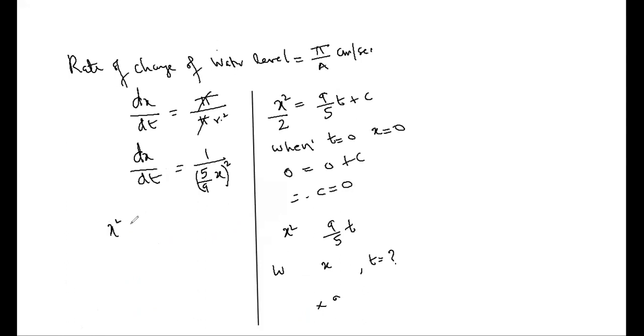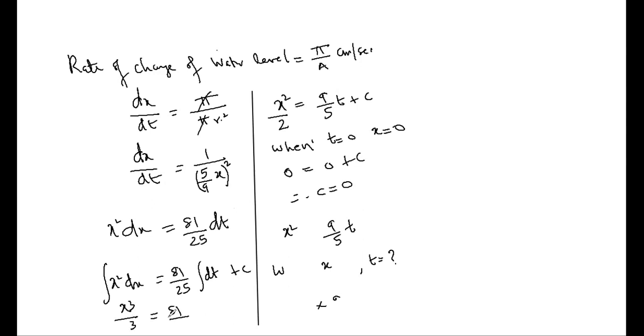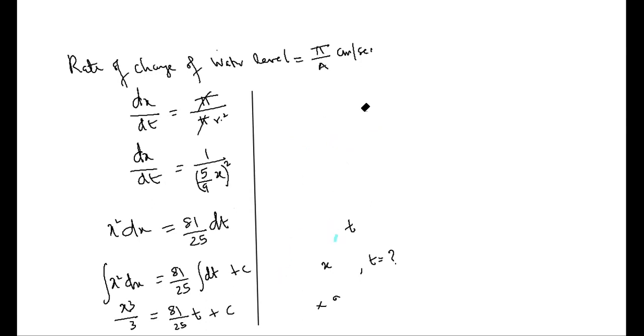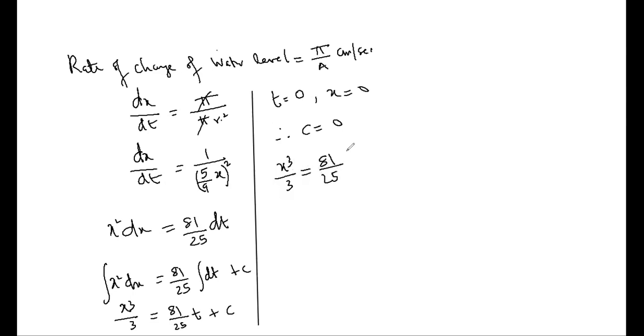So we'll have x square dx is 81 by 25 dt. So integrating x square dx, 81 by 25 integral dt plus c. So x cube by 3 is 81 upon 25 into t plus c. Again, when time is 0, x will be 0. So therefore c is 0. So x cube by 3 is 81 by 25 t.